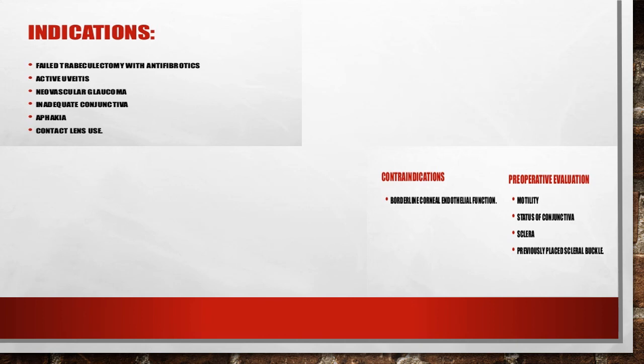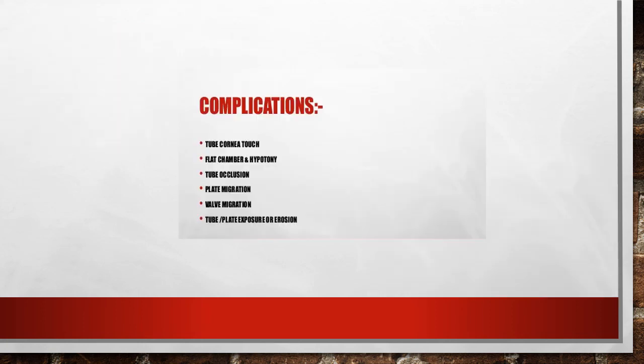Among the contraindications, there is a possibility of the silicone tube touching the endothelium. So if a decompensated cornea is already there, it may further lead to endothelial damage and corneal edema. So avoid it if a decompensated cornea is already present. And complications, as I told you, this tube can touch the cornea, there can be excess drainage, which may lead to a flat chamber and hypotony. Sometimes the tube may occlude and it may lead to failure of the surgery. So these are the various complications.